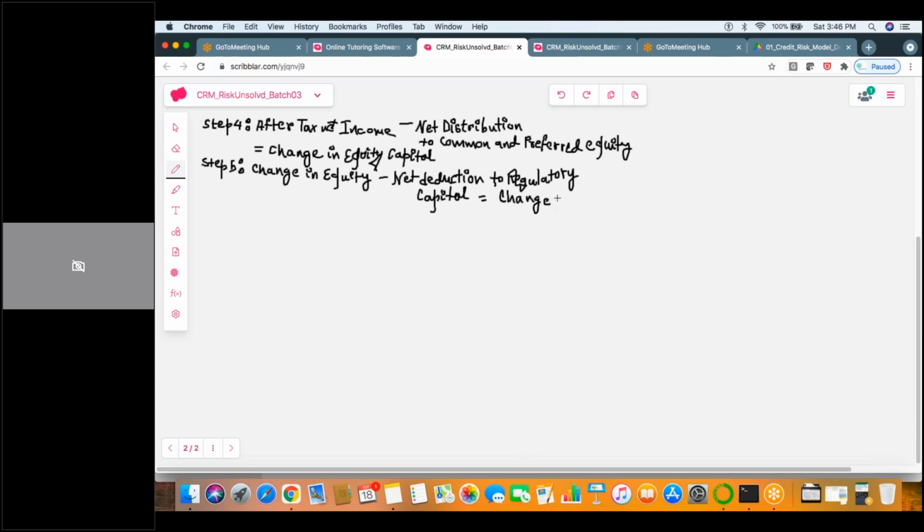So this is finally the outcome that any risk modeling exercise, or all the models and everything that we try to understand, they all together come over here to assess the change in the regulatory capital. Right. So this is the change in the regulatory capital. Now, while I talk about this change in equity, net deduction to regulatory capital change, this is the final outcome, right?